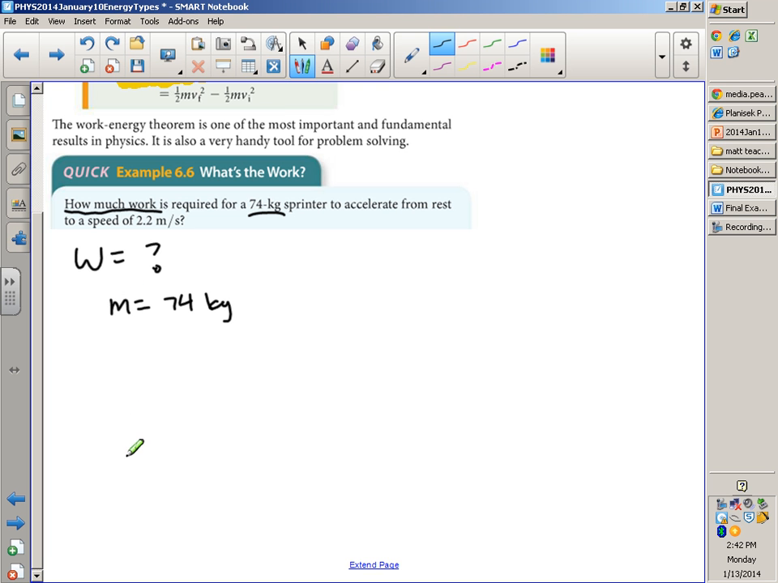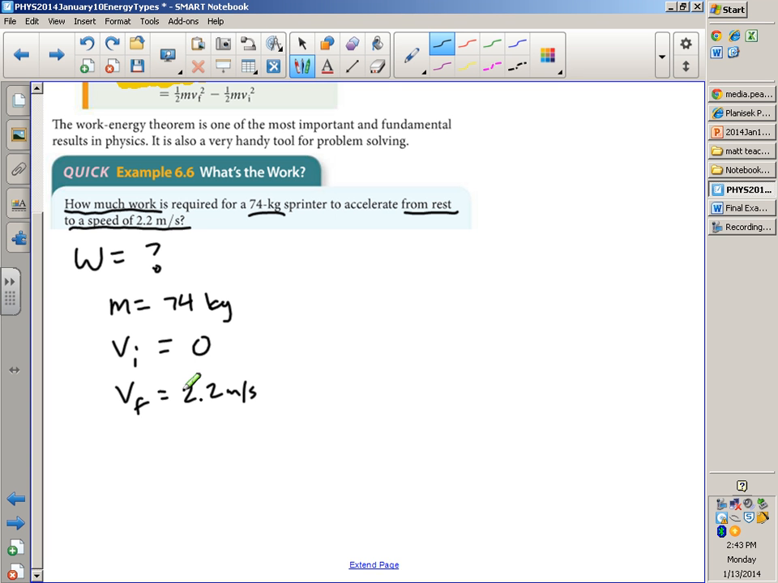It gives you a mass, right? And then it tells you about the motion from rest to a speed of 2.2. What is that giving you? We could figure out acceleration, but it's actually giving you two pieces of information. It's giving you velocity. It's giving you two velocities, actually, right? VF and VI. Morgo, what's VI? 0. From rest, right? And then to a speed of 2.2.